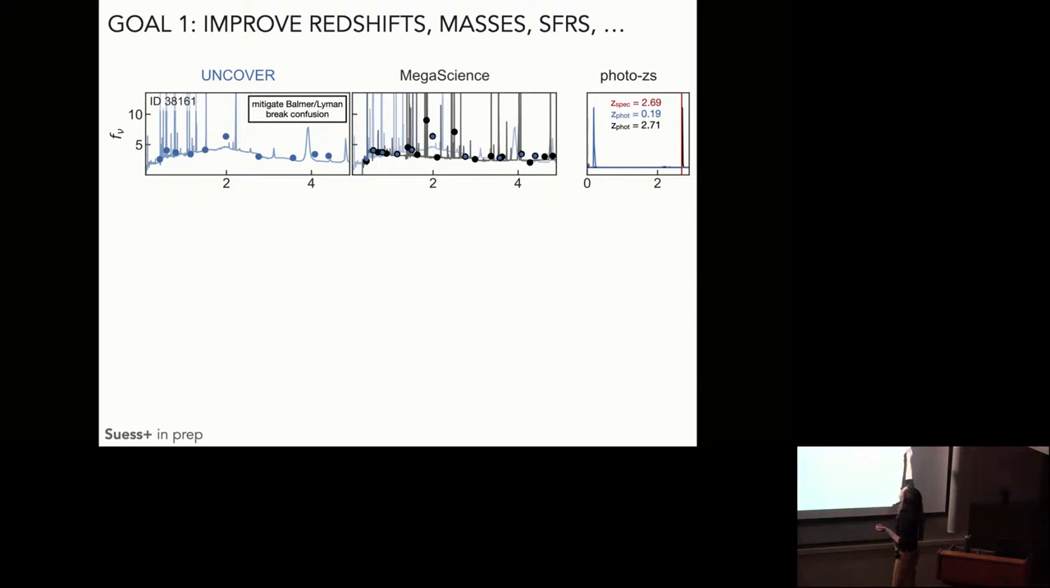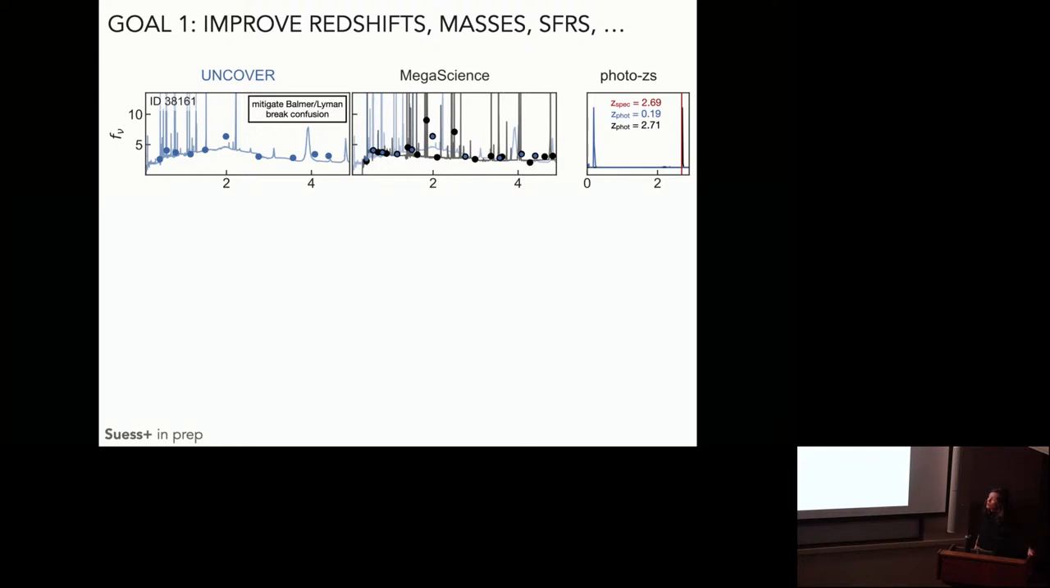And then on the right is the photometric redshift that you get out. And so you can see that basically you're mitigating one of the most confusing things in understanding the photometry of distant galaxies, which is whether or not the break in the spectrum that you're seeing is the Lyman break or the Balmer break.